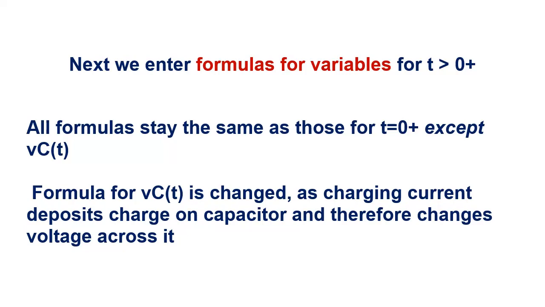For t equals 0 plus, the capacitor voltage was set at initial voltage, as voltage across capacitor cannot change instantaneously. However, for t greater than 0 plus, current has already started flowing and depositing charge on the capacitor. As a result, voltage across capacitor will change.